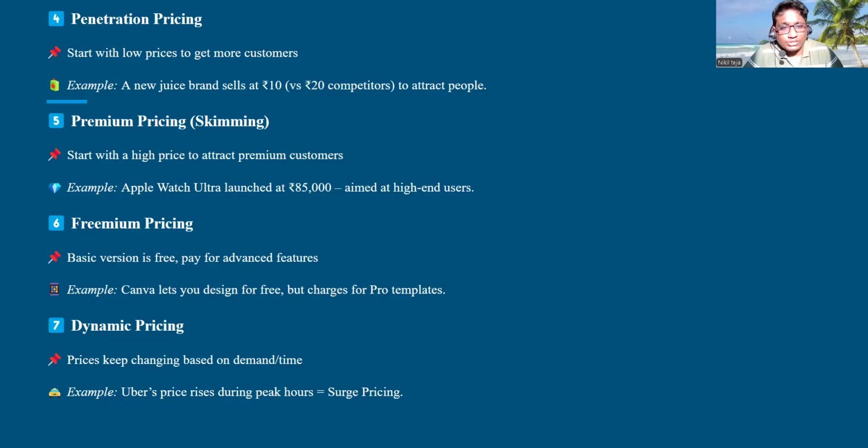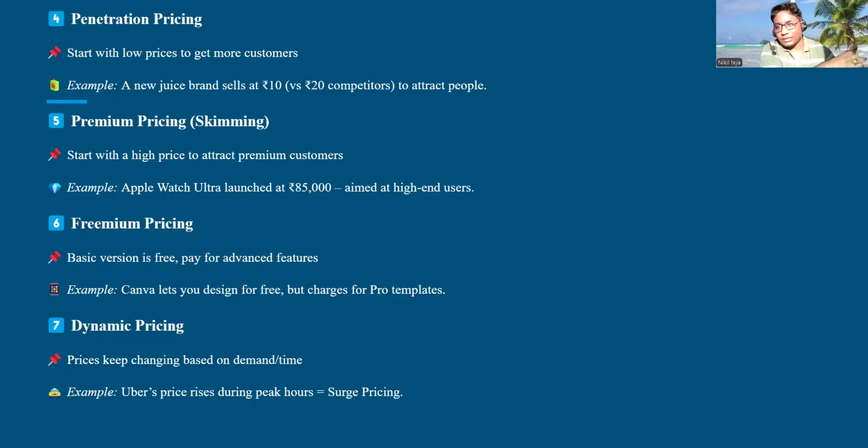Dynamic pricing. Prices keep changing based upon the demand and time, right? Dynamic pricing is based on the principle of demand and supply. If the demand increases, supply will be less. If the supply increases, demand will be less. So based upon this principle, dynamic pricing works. Example: Uber prices rise during peak hours. So basically demand is high, so prices will be high.